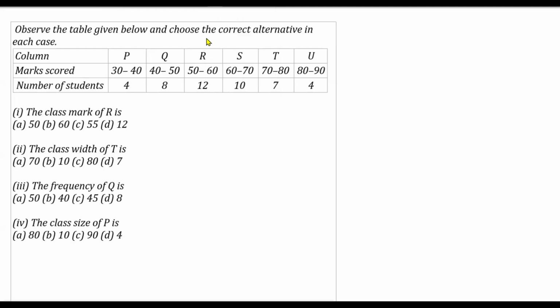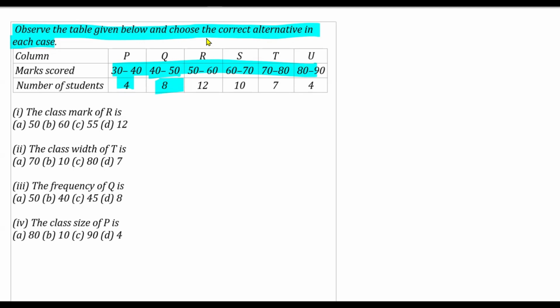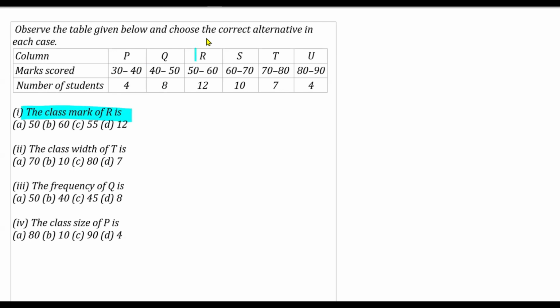In the first question, it says observe the table below and choose the correct alternatives in each case. Now you can see that this is column 1. This is marks obtained by the students from 30 to 40. There are 4 number of students, and 40 to 50 there are 8, and so on. Now what is the question for the first part? It says the class mark of this.